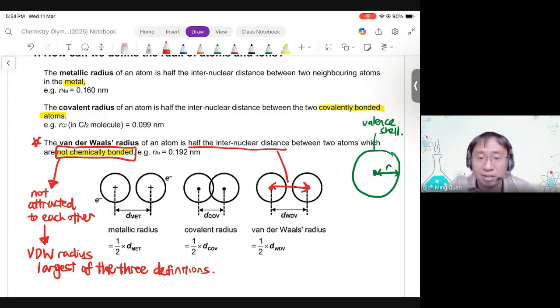And this is the answer. This is because the van der Waals radius is defined in terms of half the internuclear distance between two atoms which are not chemically bonded, meaning they are not attracted to each other, hence it's the largest.